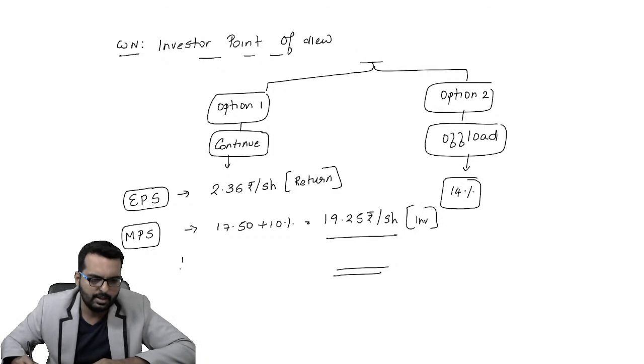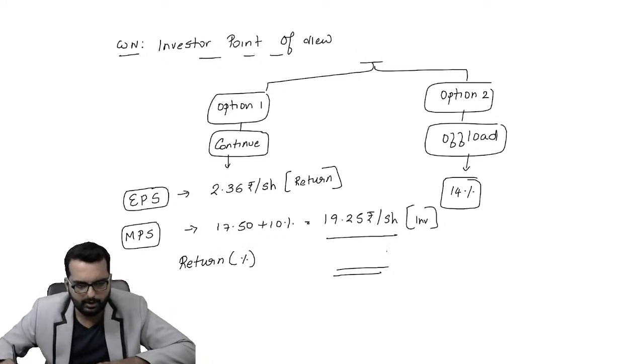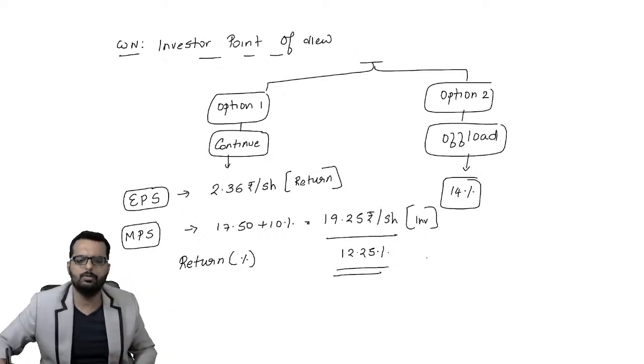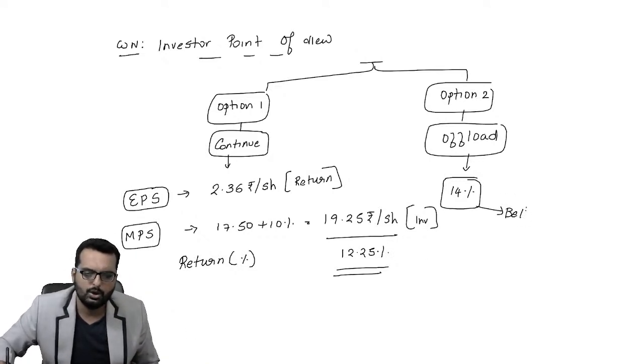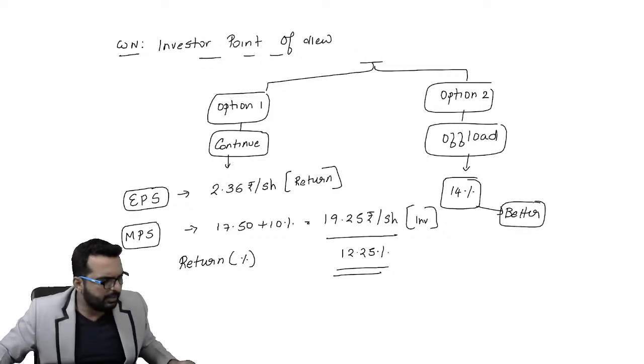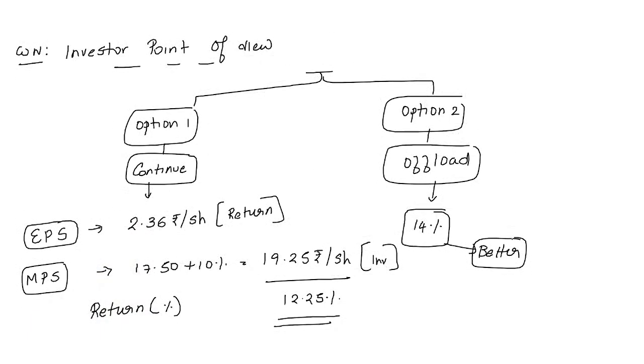So if I look at this, how much is the return that I get in percentage over here? 2.36 divided by 19.25. Do I get the answer as 12.25 percent? So which is better, friends? Option 1 is better or option 2 is better? Option 2 is better, hence I should offload. Can you write down this and finish it off, friends? So we are done with this also and we are done with the entire RTP.